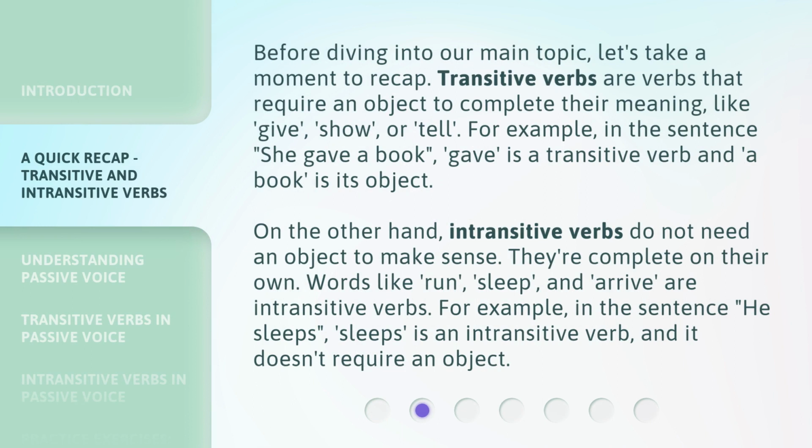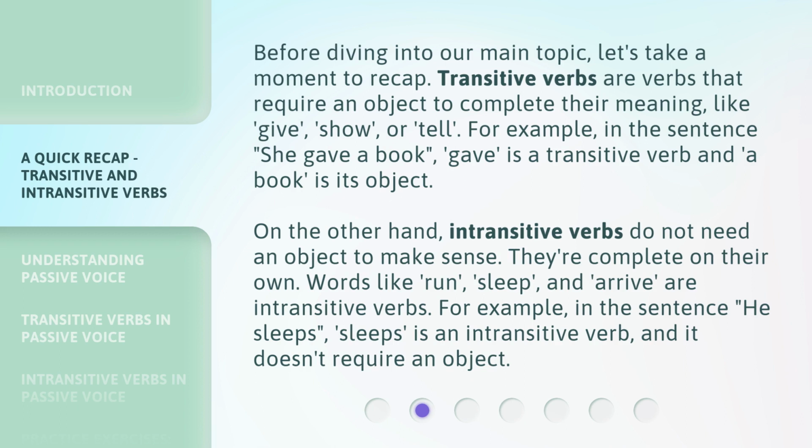Before diving into our main topic, let's take a moment to recap. Transitive verbs are verbs that require an object to complete their meaning, like give, show, or tell. For example, in the sentence, she gave a book, gave is a transitive verb and a book is its object.